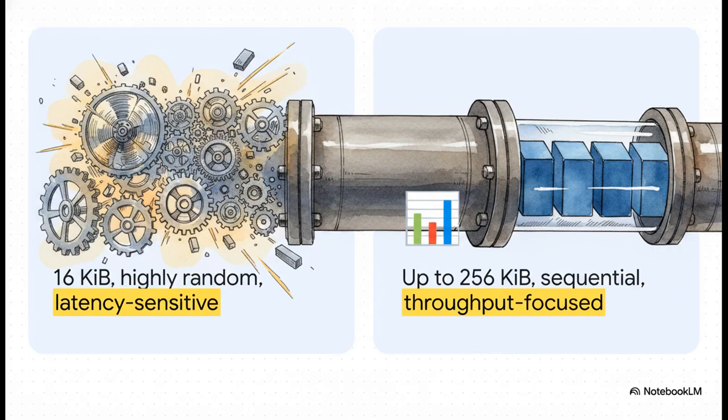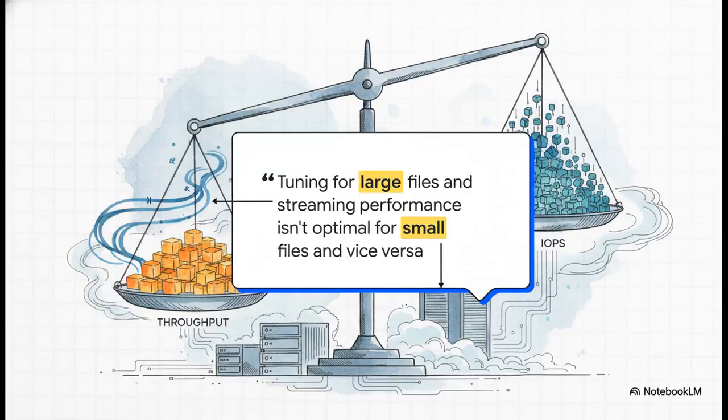On the flip side of that coin, you have analytical workloads, or OLAP. These need to stream massive, sequential blocks of data, sometimes up to 256 kilobytes, where the focus is entirely on throughput. Because they are mathematically connected, changing to a larger block size is going to drastically alter your overall IOPS capacity. As storage expert Mark Stamer points out, tuning for large files and streaming performance isn't optimal for small files, and vice versa. It is essentially the law of trade-offs.